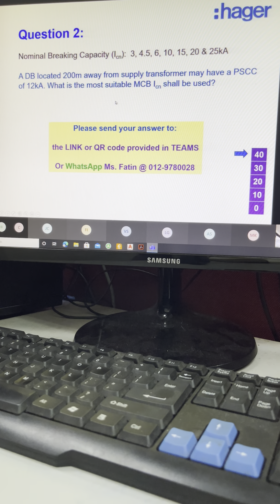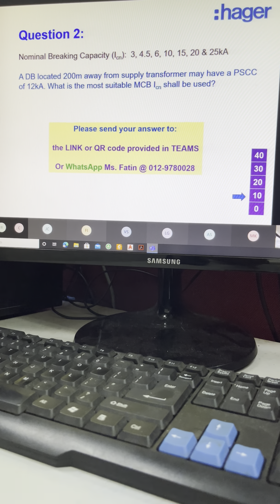Okay, question number 2, 40 seconds from now. Very simple. A DB is located about 200 meters away from your transformer, and by calculation the PSCC is 12,000 amps. If you are going to install a breaker, then what will be the ICN of this breaker? Please send your answer to Miss Fatin via WhatsApp. Thank you.